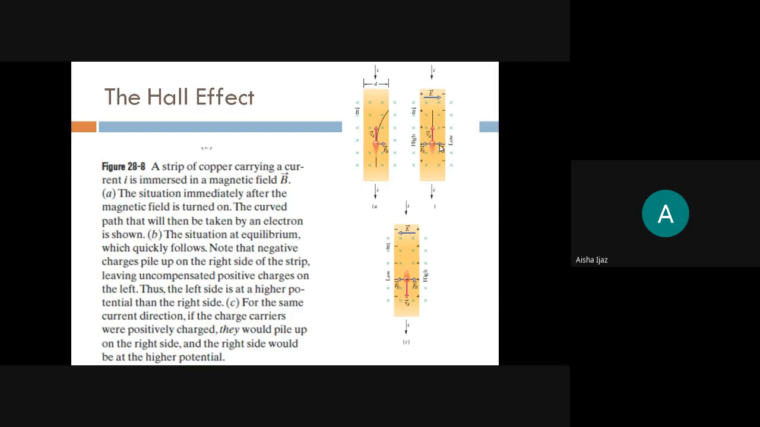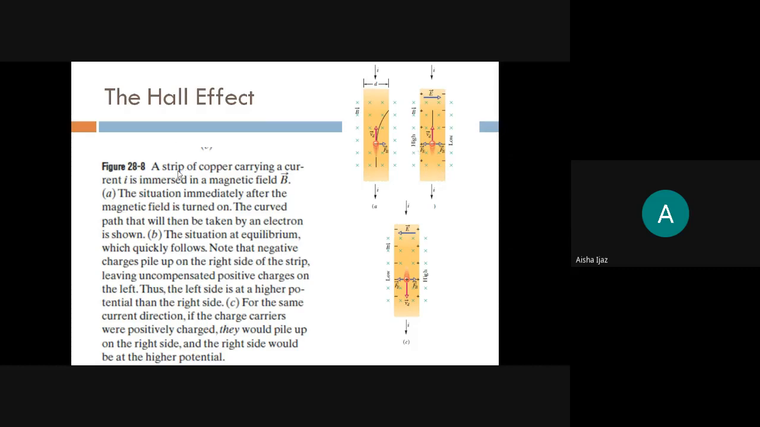V and B are perpendicular to each other, so they are balancing. Here only one electron is shown just for simplicity. There are a large number of electrons in this piece of conducting strip we have taken. When equilibrium is obtained, all the electrons will pile up on the right side, all the deficiencies will be on the left side, and this charge imbalance will create a potential named the Hall potential.